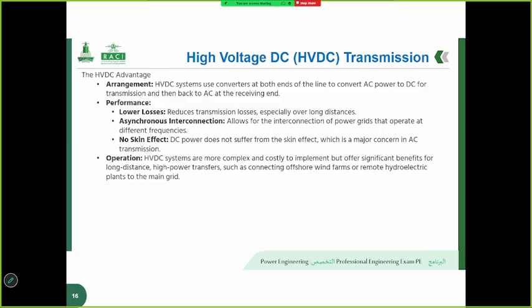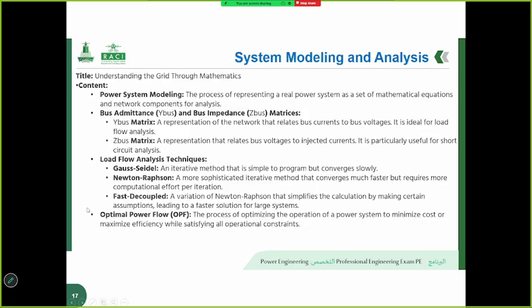So while the initial investment in HVDC converter stations is high, their operational benefits for long distance high power transfers are substantial. They are an ideal solution for connecting remote generation sources, submarine cable applications, and interconnecting asynchronous grids, and we can use it for this kind of application.